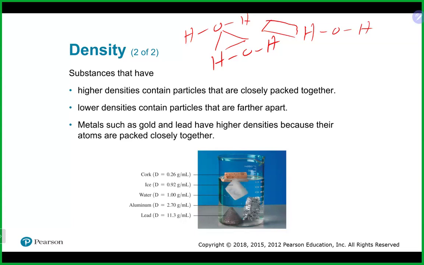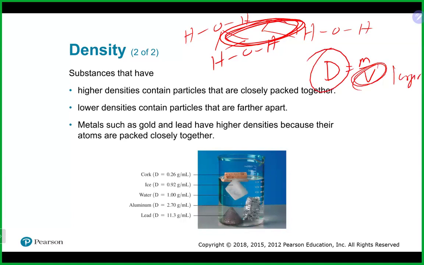And if you think about the density equation, which is our mass over volume, what happens is it creates a big open volume between the different water molecules, and it makes this number larger, which ends up making the density of ice smaller, right? If you divide by a larger number, you end up with a smaller number for the density. And that's a very unusual characteristic of water. Most things in their solid state are much, much more dense than in their liquid state.